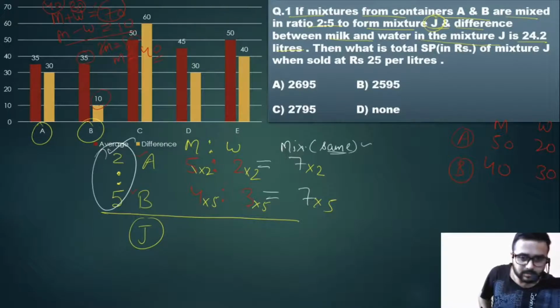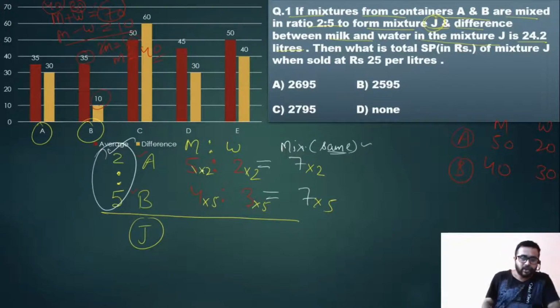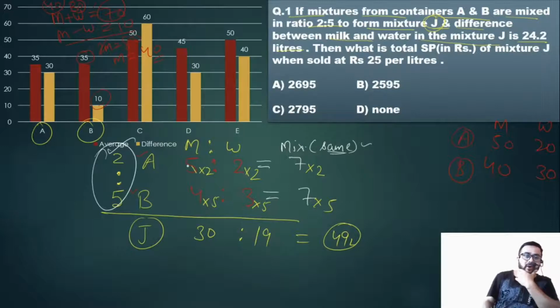Okay, so what you will get, you are getting 5 into 2 is 10, 10 plus 20, you're gonna get 30. And what you will get here, you will get 4 plus 5 into 3 is 15, you're getting 19. So what will be the mixture? Mixture will be 49 liter. But this 49 liter will be according to this ratio 5:2 and 4:3.